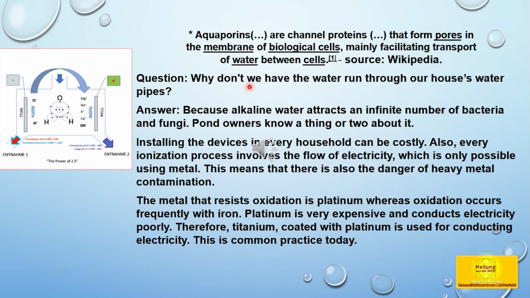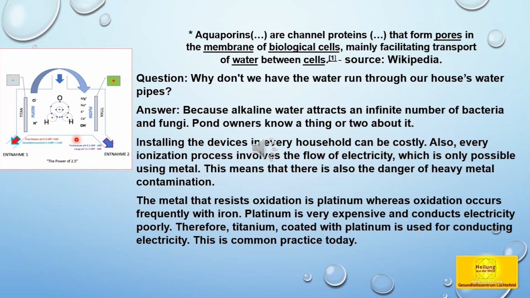Aquaporins are channel proteins that form pores in the membrane of biological cells, mainly facilitating transport of water between cells. Source: Wikipedia. Question: why don't we have the water run through our house's water pipes? Answer: because alkaline water attracts an infinite number of bacteria and fungi. Pond owners know a thing or two about it.